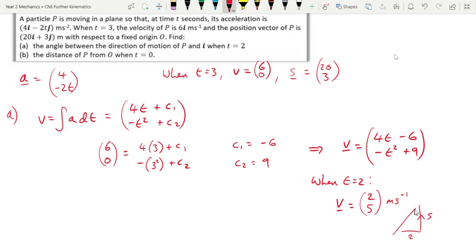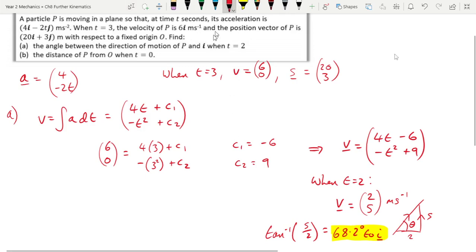And I want the angle that it forms. So it's moving like that. I want this angle here. This is the angle with i, isn't it? i is the horizontal. So I can do inverse tan of opposite over adjacent, and I get 68.2 degrees to i. And that would be my answer there. Okay, so putting together quite a few different skills in that part.